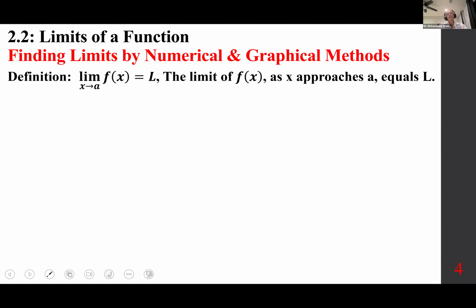All right, let's therefore get started here. Limits of a function. Finding limits by numerical and graphical method. Here's the definition, and we read it in this fashion. The limit of f of x as x approaches a equals n.